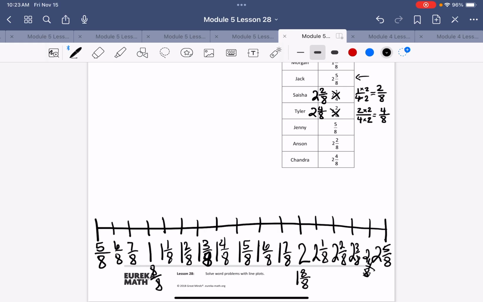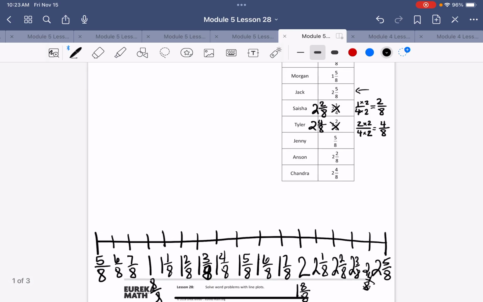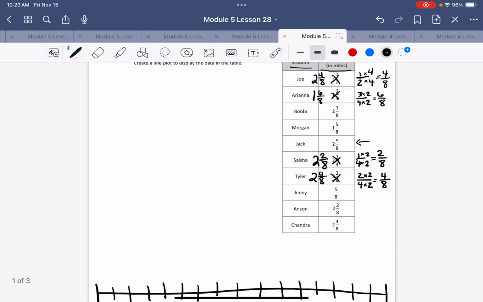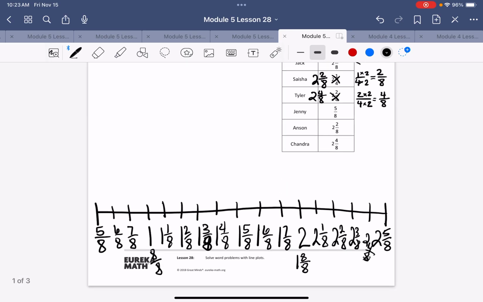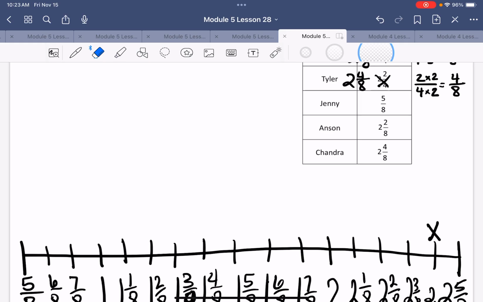Okay, so now we have all of our numbers written out between 5/8 and 2 5/8. So we're going to look up at our chart first. We look at Joe. Joe has 2 4/8. So we're going to go down to our line plot and find 2 4/8, and we're going to put an X above that. Make sure you are putting an X on that.